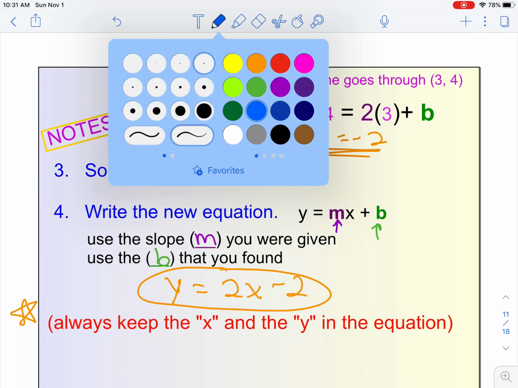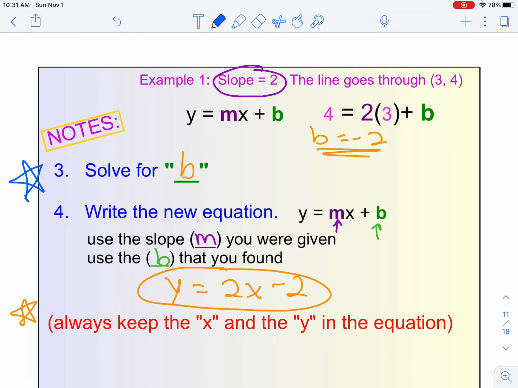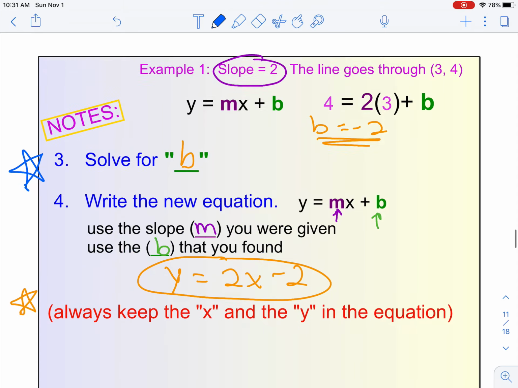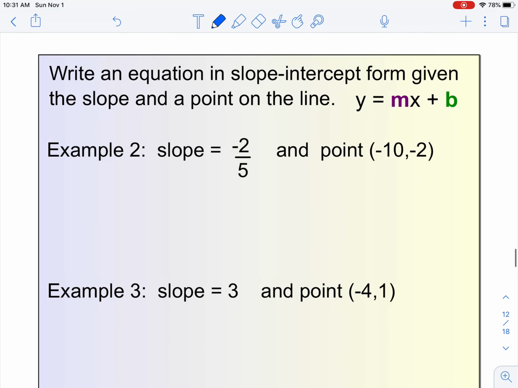So again, we kind of finished it off on that last page, but these are the extra notes. These are the last 2 steps for you to include in your notes. So let's try some other examples.